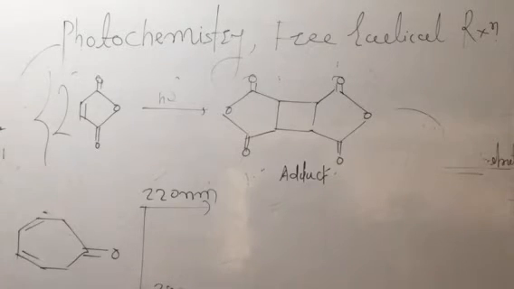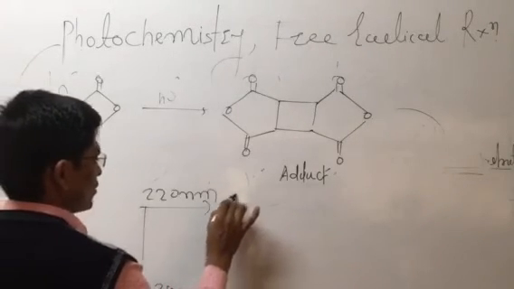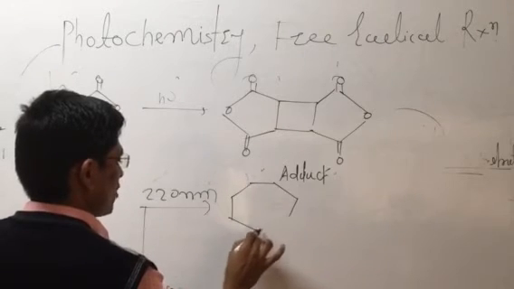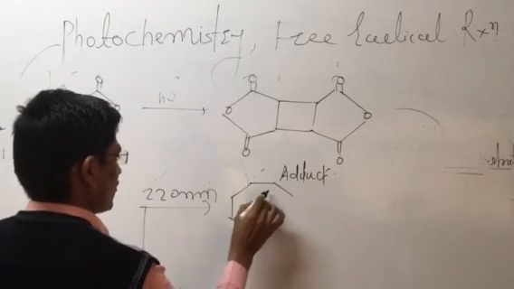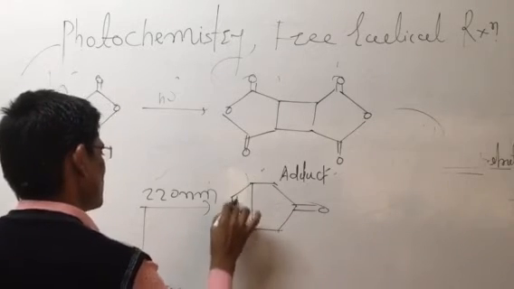280 nanometers. So what happens? There is a possibility of product formation here. Here there is formation of strained types of compounds like this. This is the formation of the strained molecule.